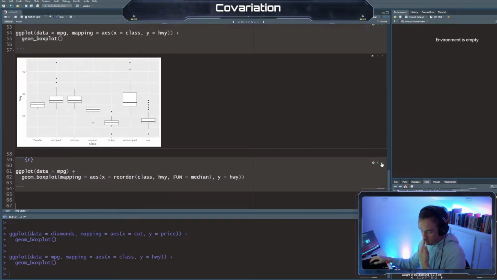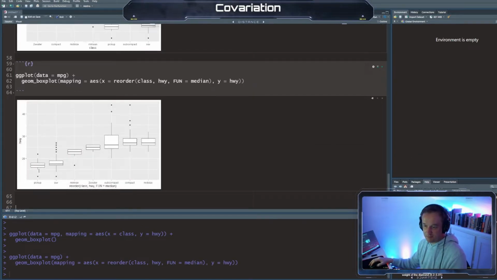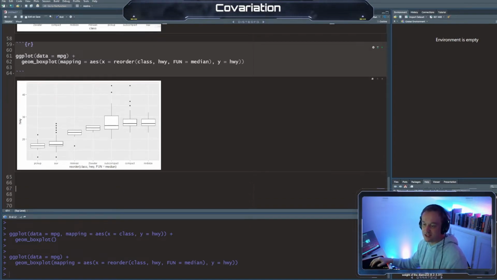Okay, so if we run this, then we see just what we wanted. So we have the lowest miles per gallon for the highway is a pickup, then an SUV, then a minivan, then a two-seater, then a subcompact, compact, and a midsize. So this makes more intuitive sense if you were to graph it that way, right? So if you have some sort of biological variable like dosage or exposure or something like that, you can reorder it using the reorder function.